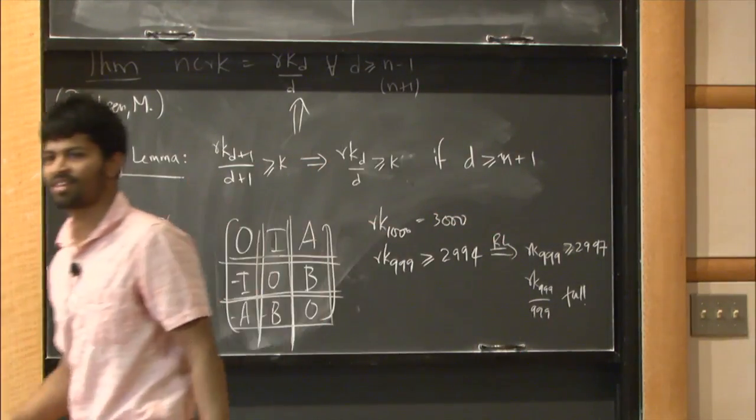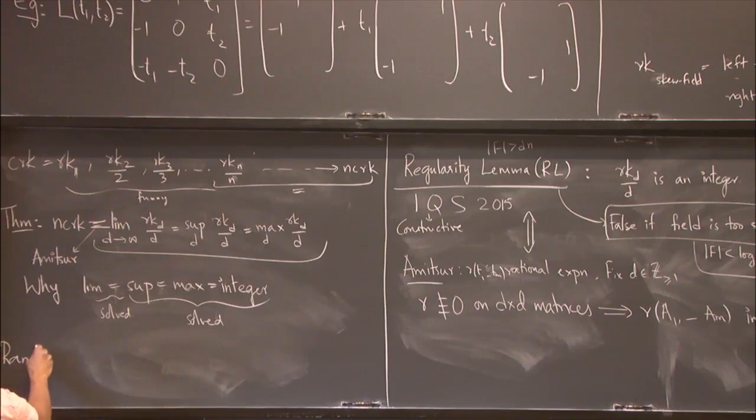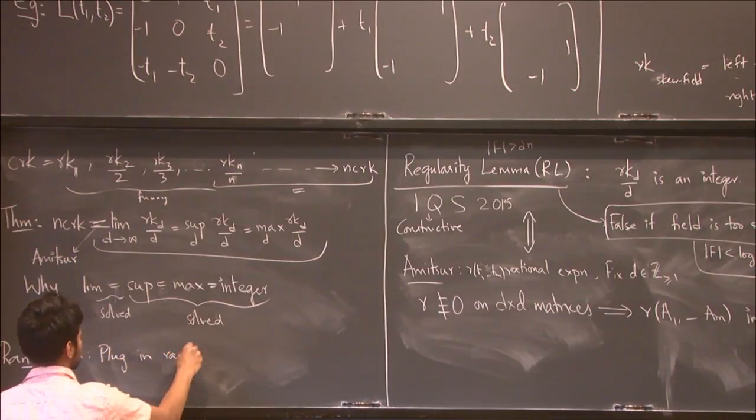And so this gives you now a way of computing the non-commutative rank because you can stop at n. Absolutely. So here's a randomized algorithm, right? So the randomized algorithm is to plug in random n by n matrices, let's say.